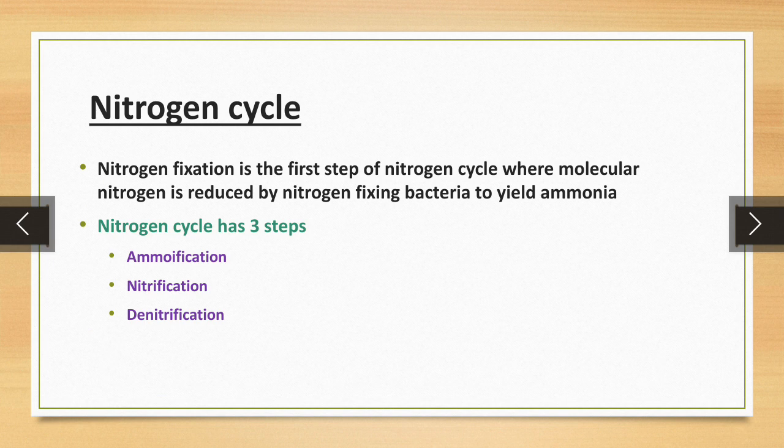Nitrogen cycle. Nitrogen fixation is the first step of the nitrogen cycle, where molecular nitrogen is reduced by nitrogen fixing bacteria to yield ammonia. The nitrogen cycle has three steps: ammonification, nitrification, denitrification.